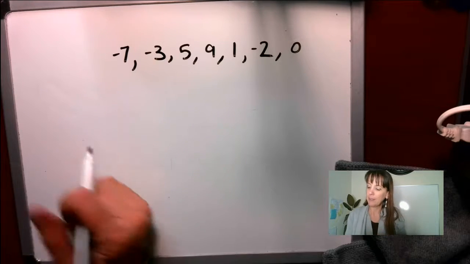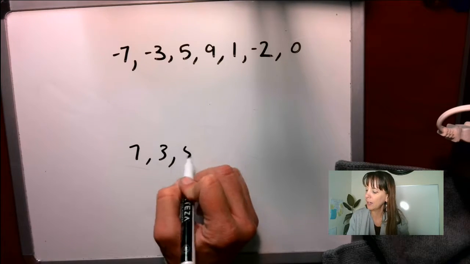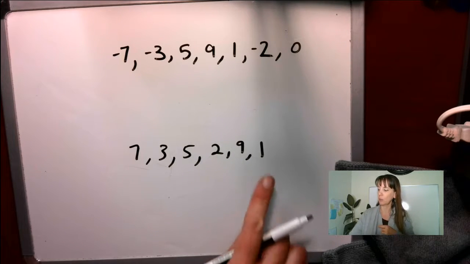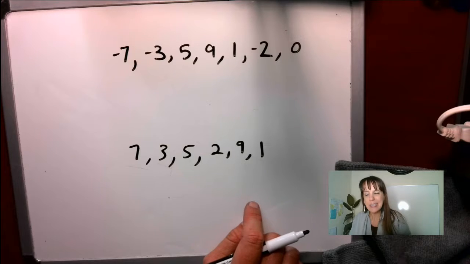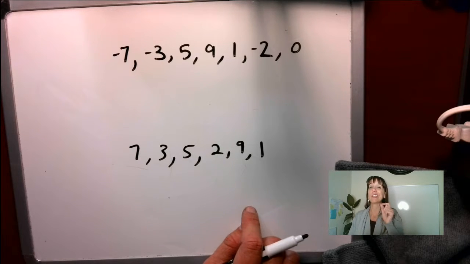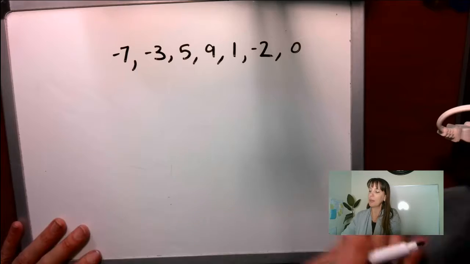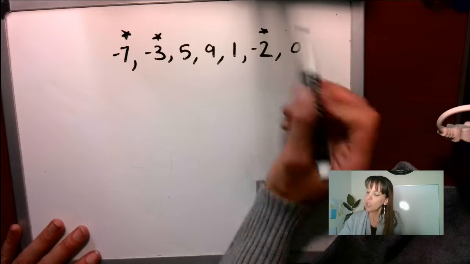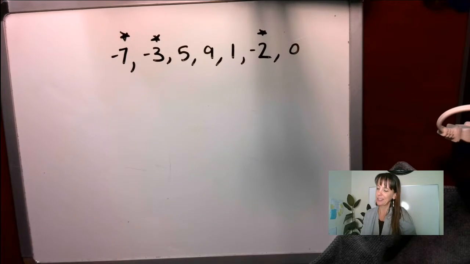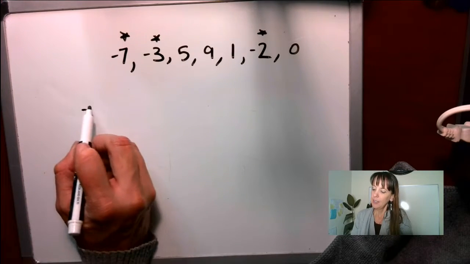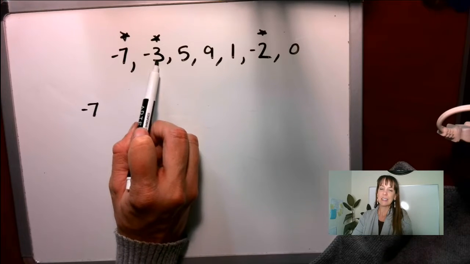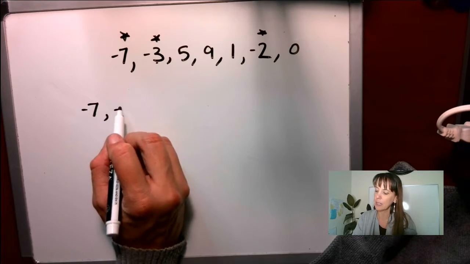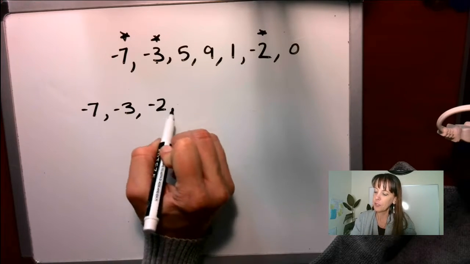Now, if I were to have these numbers like 7, 3, 5, 2, 9, 1, right? And I said, I want you to start with the smallest number, you'd start with 1, right? When we're dealing with negative numbers, that's reversed. The smaller number is the larger one. So looking back up here, of all of our negatives, we want the largest negative number, okay? That's the smallest one. -7, then this, if it were positive, it would be larger than 2, but we've got to flip that around. So it's going to be -3, -2, okay?